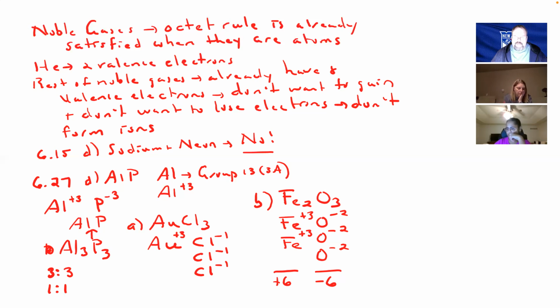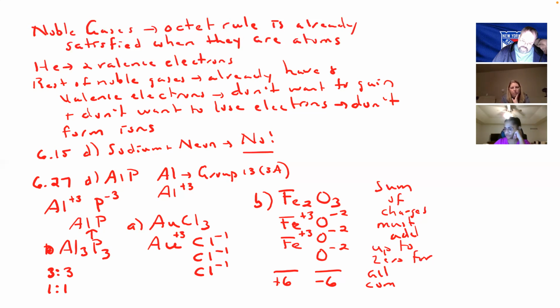So that means that the charge of the oxygens adds up to -6. And therefore the charge of the irons has to add up to +6. Since I have 2 of them, the charge of each has to be +3. The key thing to remember is that the sum of the charges must add up to 0 for all compounds, because at the end of the day, all compounds are neutral, whether they're ionic or covalent.